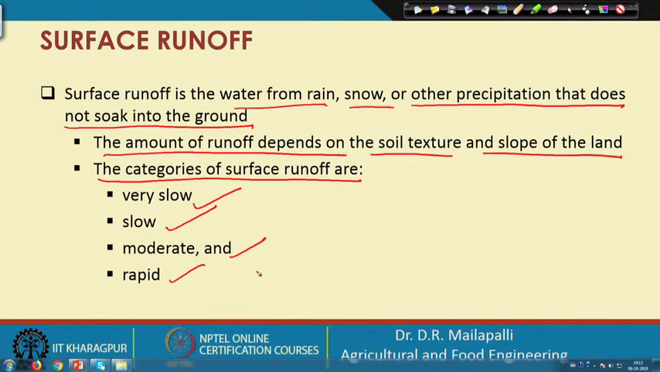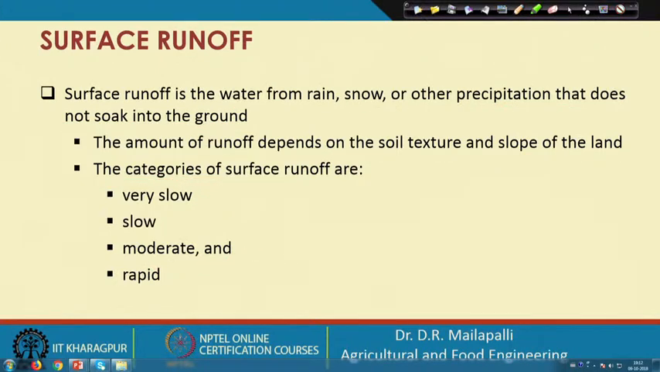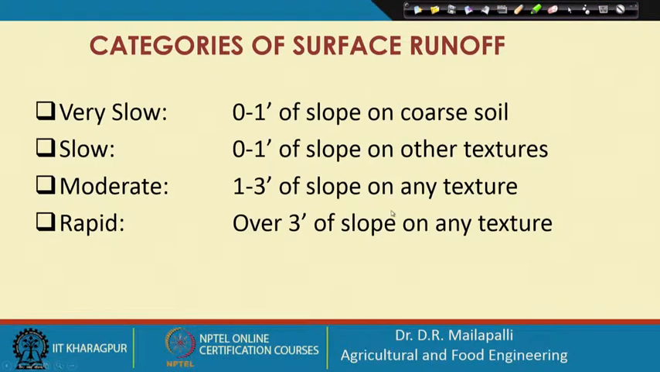Based on the runoff, the soils can be classified. Soils with very slow runoff, soils with slow runoff, and soils with moderate runoff. So, like that. Let us see the categories based on surface runoff. Very slow is about 0 to 1 feet of slope on coarse soil.